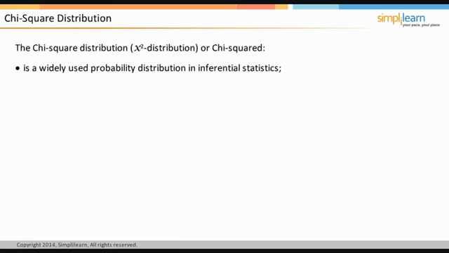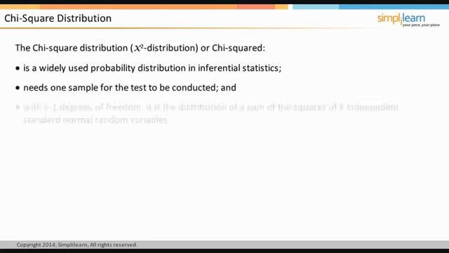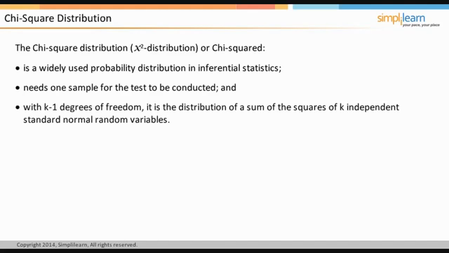When used in a hypothesis test, it needs one sample for the test to be conducted. The chi-square distribution is also known as chi-squared. It has k degrees of freedom and is the distribution of a sum of the squares of k independent standard normal random variables. Suppose in a field for 9 players, player 1 comes in and can choose amongst all 9 positions available. Player 2 can choose only amongst 8, and so on. After all the 8 players have chosen their positions, the last player gets to choose the last position left.